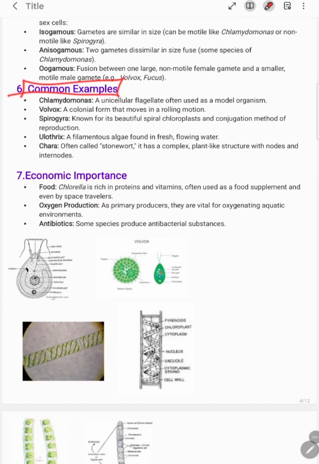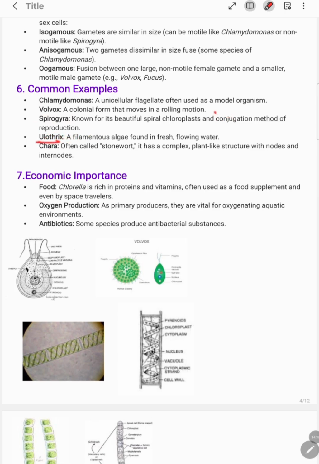Now the common examples of the Chlorophyceae members. See, Chlamydomonas. It is unicellular, flagellated, often used as a model organism. Second is Volvox. It exists in colonial form and moves in a rolling motion. Whenever they need to move, they move in rolling motion. Another example is Spirogyra. Earlier we have discussed that the shape of the chloroplast in Spirogyra is spiral, okay.